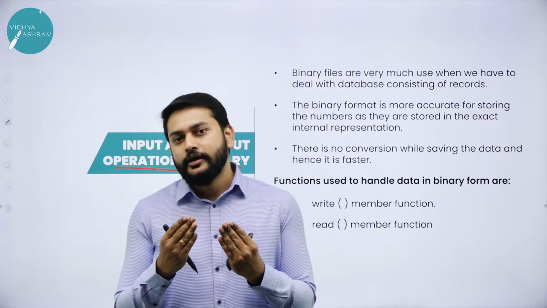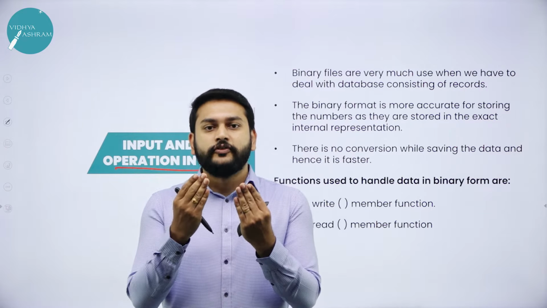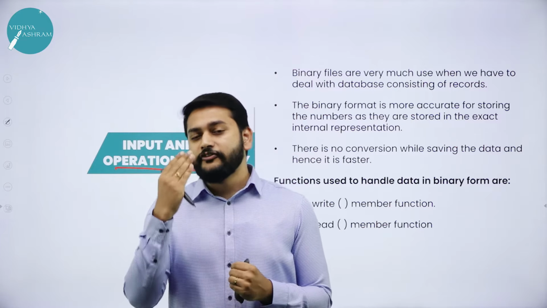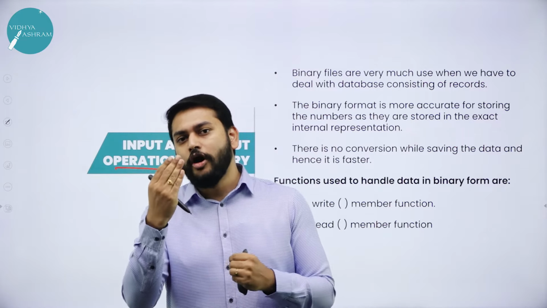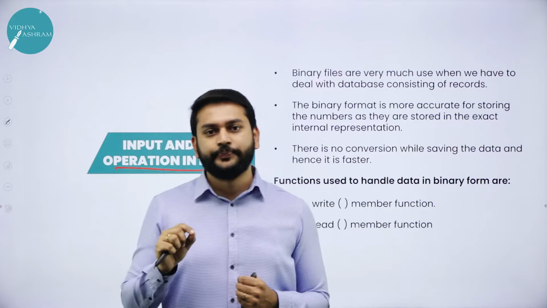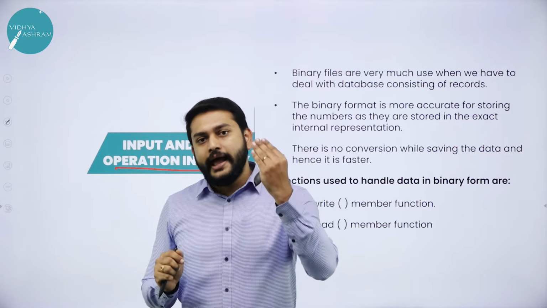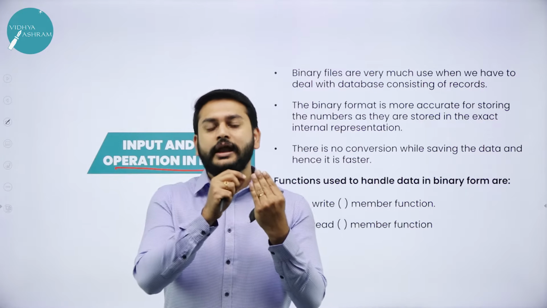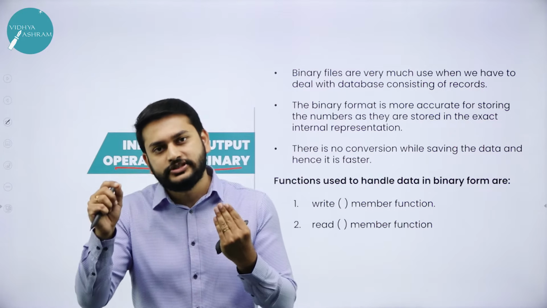What is that I have done? I have two different files. One is a text file, another one is a binary file. So when I have a text file, I will be storing all my data in ASCII characters, right? So when I have binary files, how do I store? I will store all my data in terms of zeros and ones.